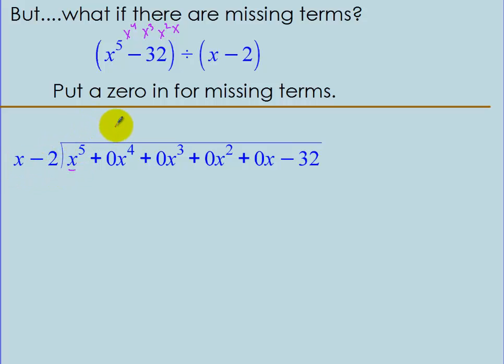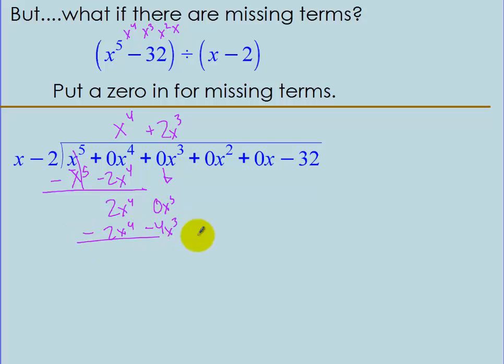X times what is x to the fifth? It'll be x to the fourth. So it'll be x to the fifth and minus 2x to the fourth. You're subtracting the bottoms. These cancel, and minus minus will be 2x to the fourth. Drop down a 0, x cubed. X times what is 2x to the fourth? It'll be plus 2x cubed. So that'll be 2x to the fourth. And 2 times negative 2 is negative 4x cubed. Subtracting the bottom, these cancel. I'm left with positive 4x cubed.